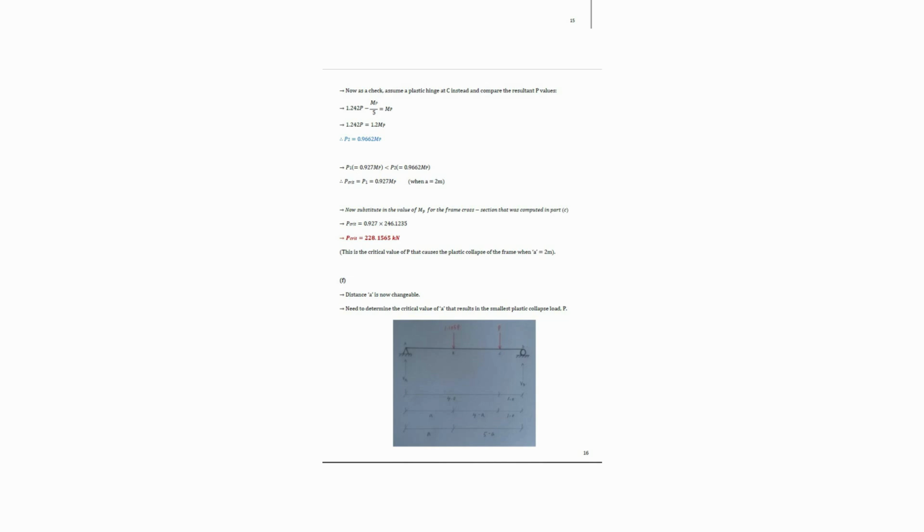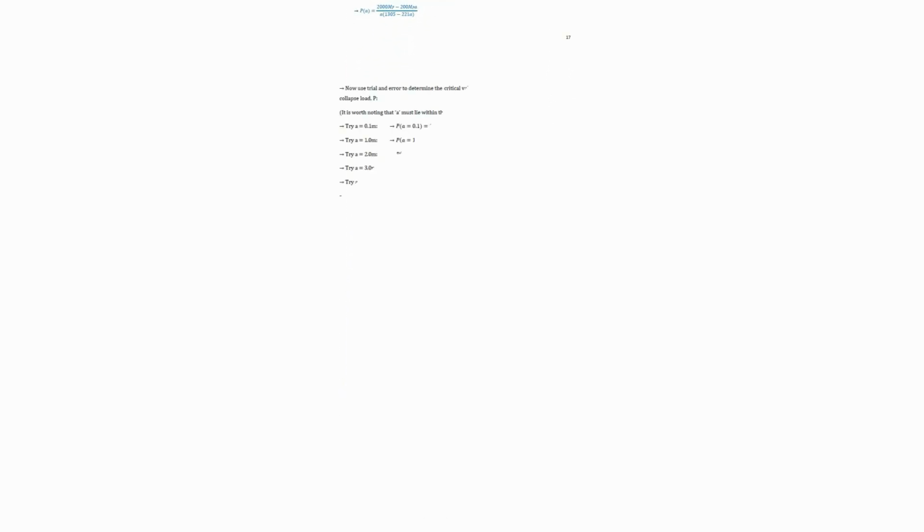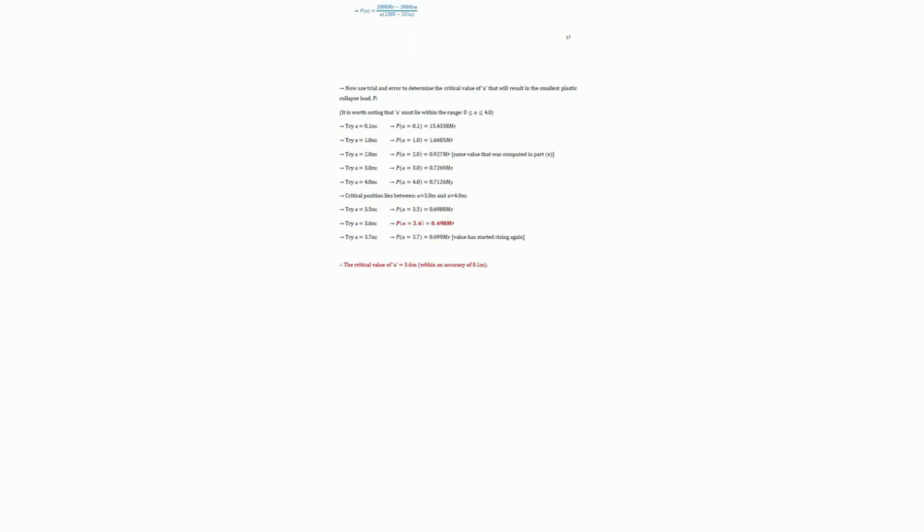Q2 F. To find the value of distance A that results in the smallest plastic collapse load. 1. Expression for moments. Express the bending moments in the frame as functions of A. 2. Critical load as function of A. Derive the critical load for plastic collapse in terms of A. 3. Trial and error. Test different values of A within the allowable range. 4. Minimize load. Identify the value of A that results in the lowest plastic collapse load. 5. Verification. Ensure the selected A is within the specified limits and leads to the smallest collapse load.